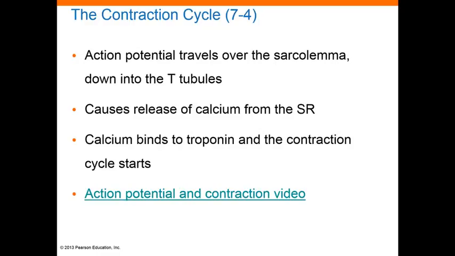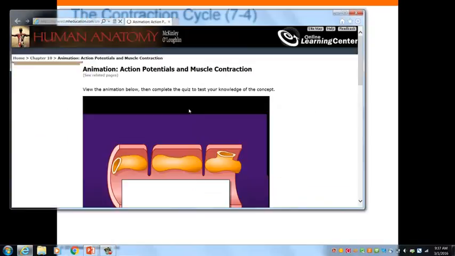When calcium binds to the troponin, it causes a change of the troponin shape and pulls the tropomyosin off of the actin's active sites. Once that happens, the myosin can then bind to those active sites on the actin, and the contraction cycle can start. So let's take a look at what happens. Remember, in the last video we left off with an action potential traveling over the sarcolemma.